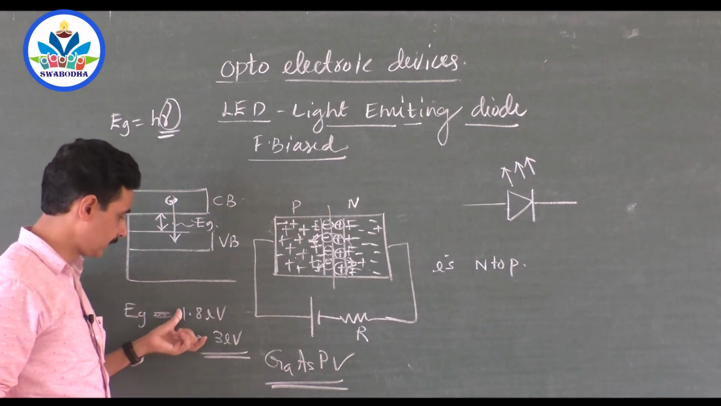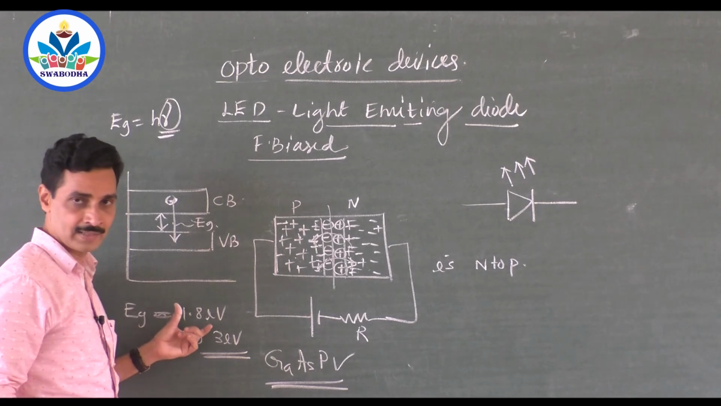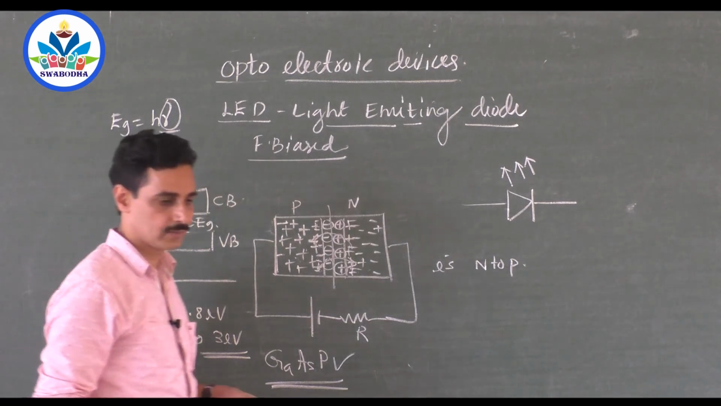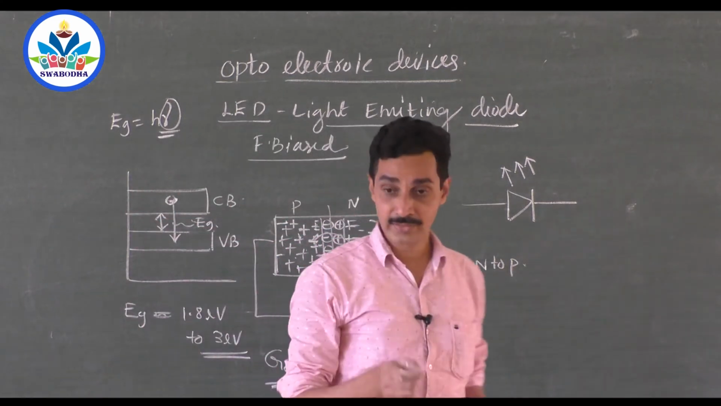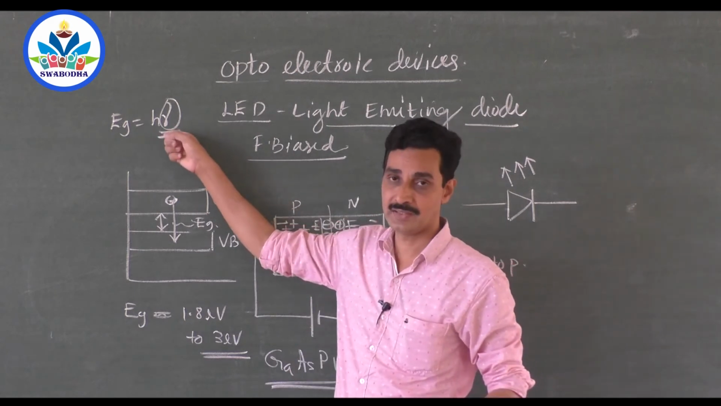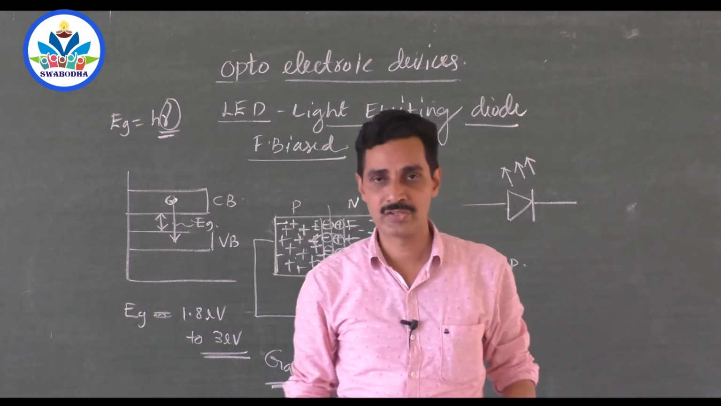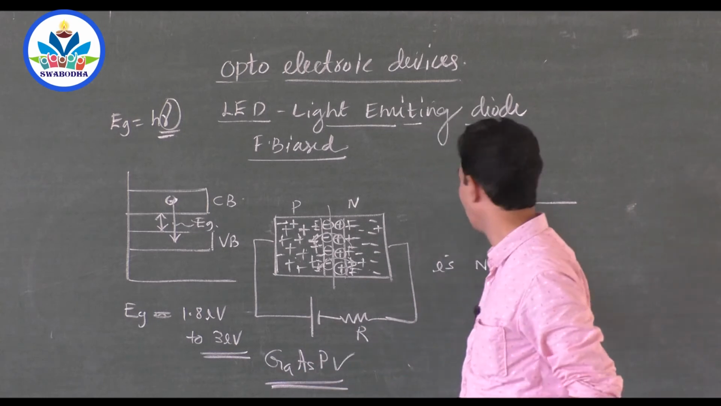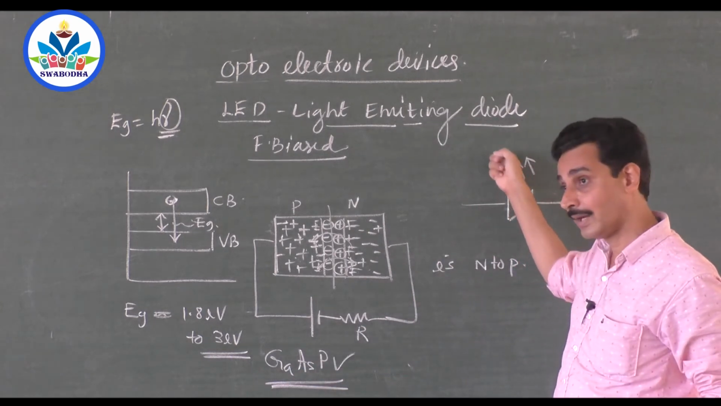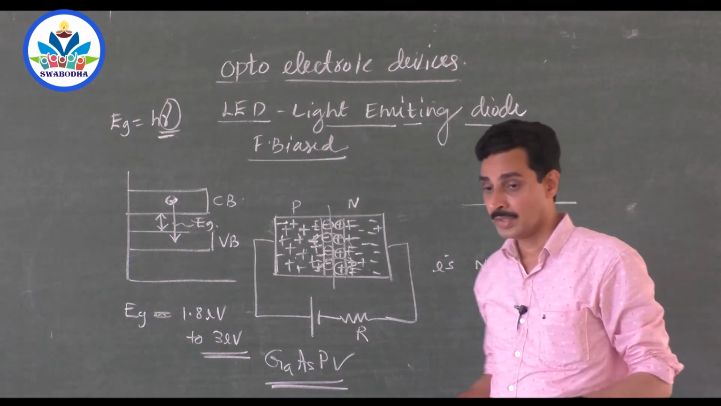So you have to select the material which has an energy gap in this range, 1.8 electron volt to 3 electron volt, which is best suitable for producing visible radiation. Now the symbol is like this, with light going out because it is emitted. Light going in means it is a photodiode. Okay.